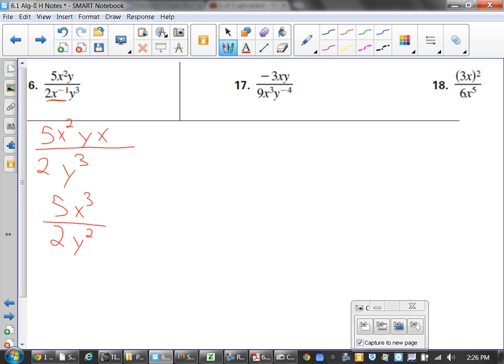Yes, ma'am? You don't have to do anything with the 5 and 2. Nope. It wouldn't be 3. No, it's not. It's 5 divided by 2. No, here, you're done, okay?